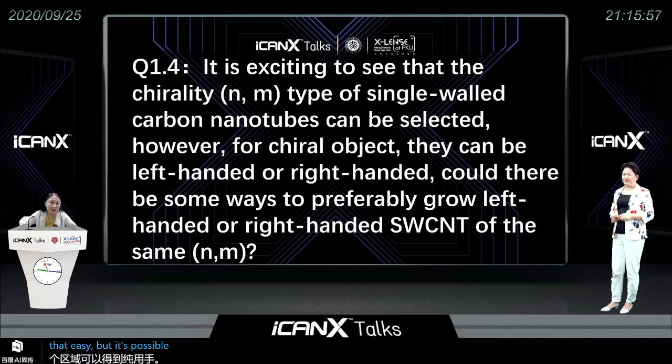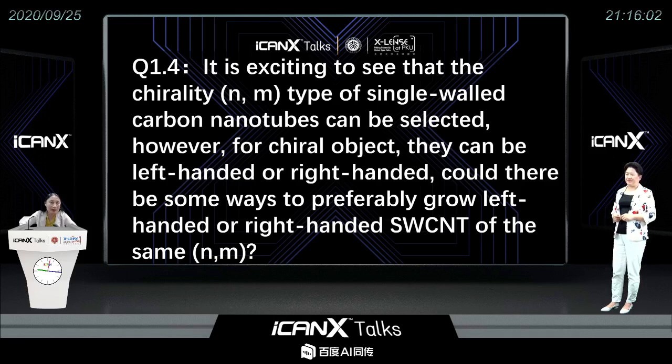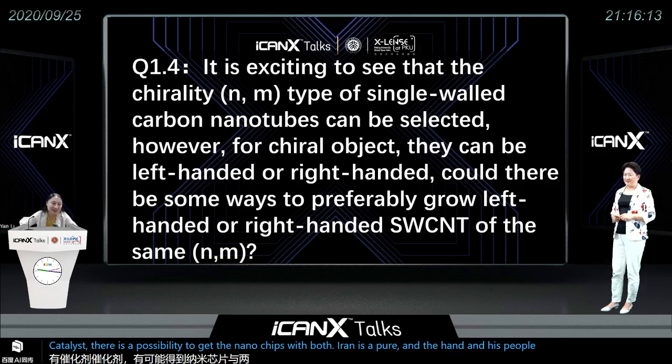I'm thinking if we can well control the structure of the catalyst, there is a possibility to get nanotubes with both chirality pure and handedness pure together. That's possible, but it's very challenging.